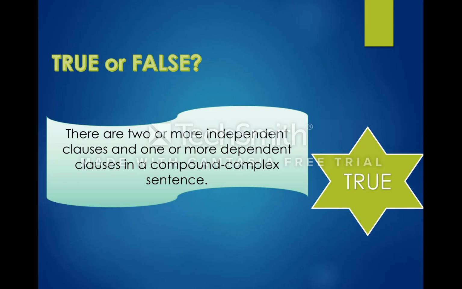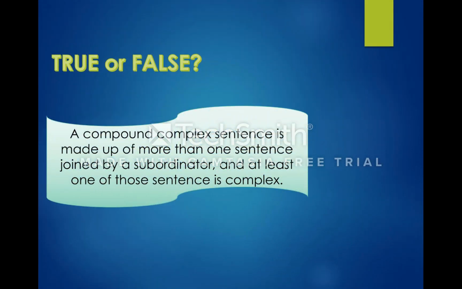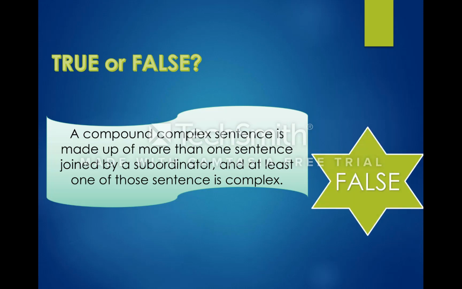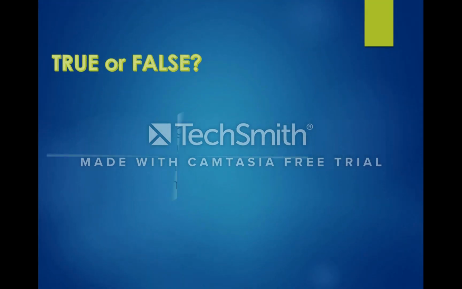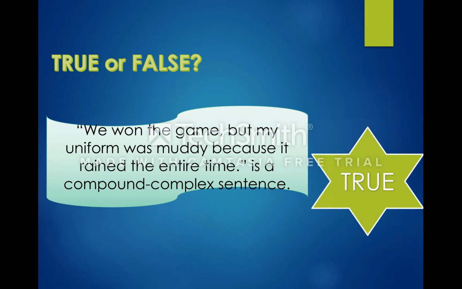But this is true. Number 3, a compound complex sentence is made up of more than one sentence joined by subordinators, and at least one of those sentences is complex. This one is false. We won the game, but my uniform was muddy because it rained all the time. Is a compound complex sentence. Is it true or false? Well, it's false.